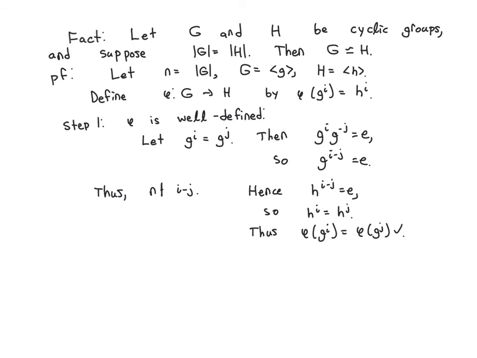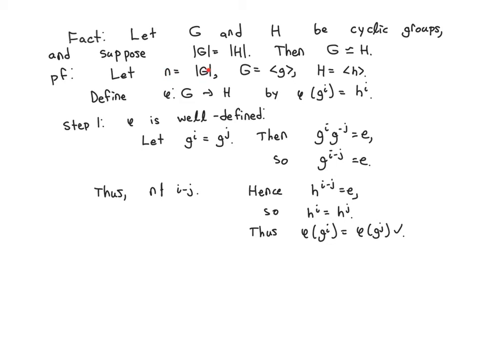Well, let G and H be finite cyclic groups, and suppose they have the same size. Then we're going to claim that they're actually isomorphic. Let's suppose that their order is n. Notice the same result actually holds for infinite cyclic groups, but I'm only going to prove it for the finite case. You can check the proof for the infinite case. It is actually very similar, and it's in the book.